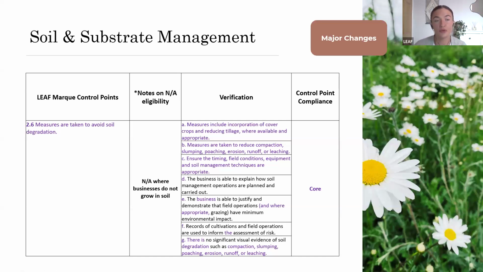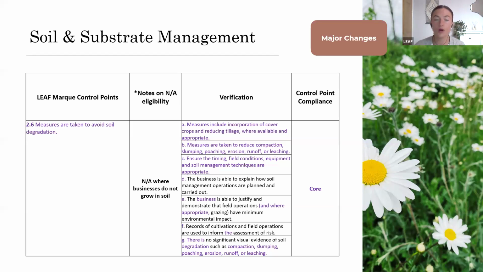Now, control point 2.6, measures are taken to avoid soil degradation, has also had major changes for version 17. Again, this control point is core, meaning all requirements where applicable must be achieved. But this control point is not applicable to businesses that do not grow in soil. The main control point text has been simplified and new requirements were added to the verification text to ensure the business takes action to prevent soil degradation, which can include compaction, slumping, poaching, erosion, runoff, or leaching.